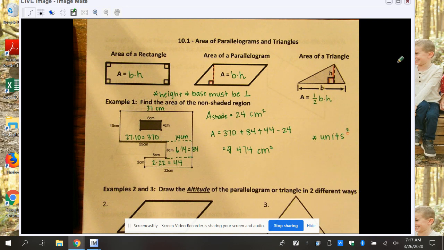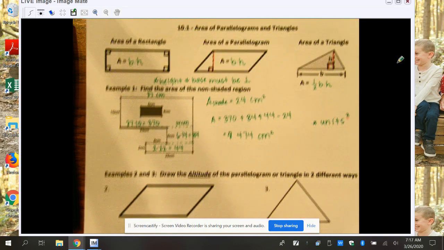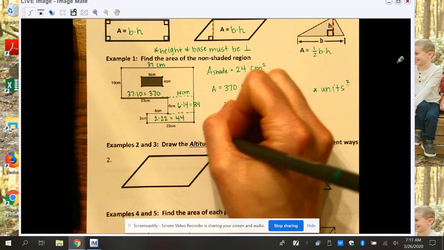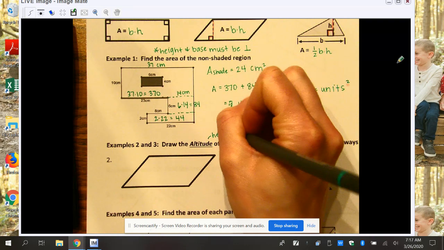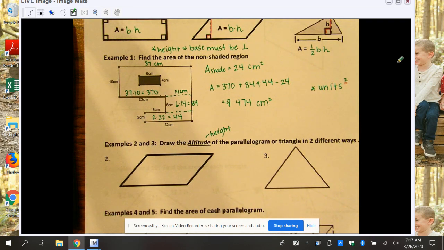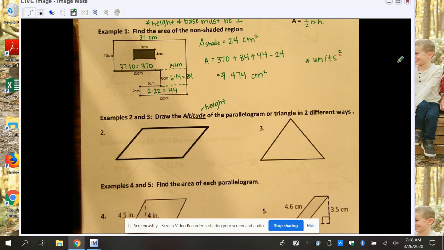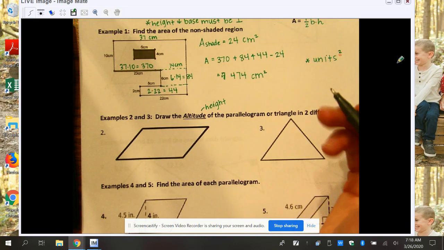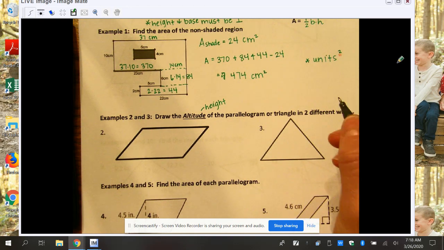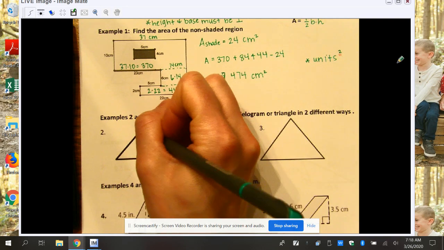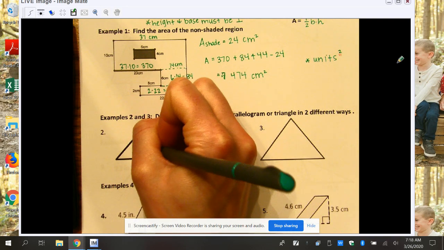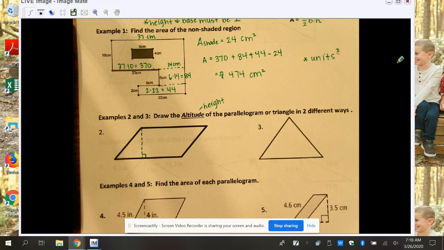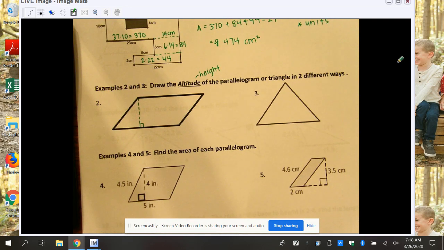Okay. All right. So now we're just going to practice identifying the altitude. Remember, the altitude is essentially what the height is. The altitude is a segment that's drawn from a vertex of your figure perpendicular to the opposite side. So in a parallelogram, we're usually going to be looking for the height in a couple different places. Either drawn from one of the vertices straight down to the other side like that. And you could do that here too.